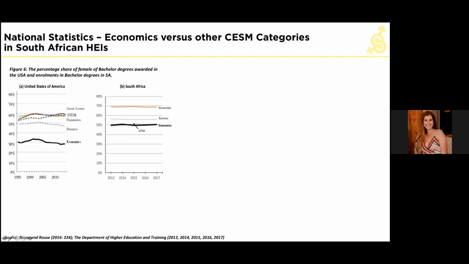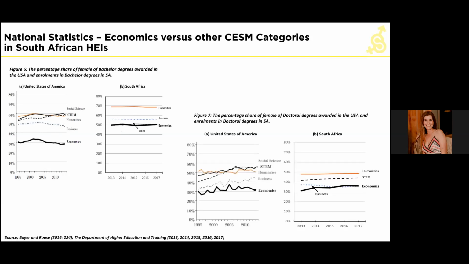here and here. At the doctoral level, depicted in figures 7A and B, female figures in humanities for South Africa are only slightly below that of the US, but business and STEM are substantially lower. Business and STEM in the US have experienced sharp increases in female degrees awarded though, but in South Africa, even though female participation in STEM is improving, this is at a very slow rate, and business is on a downward trend.